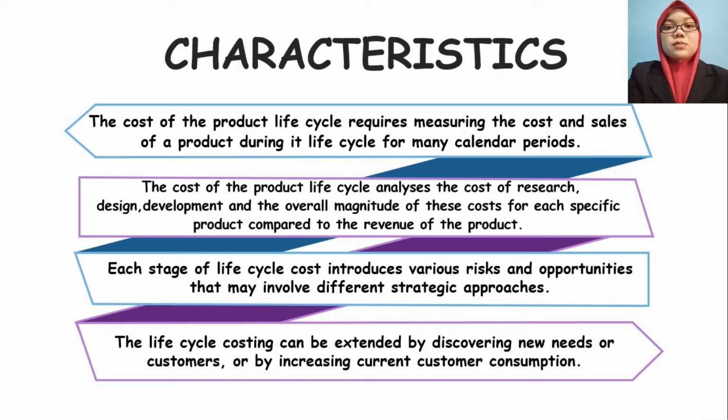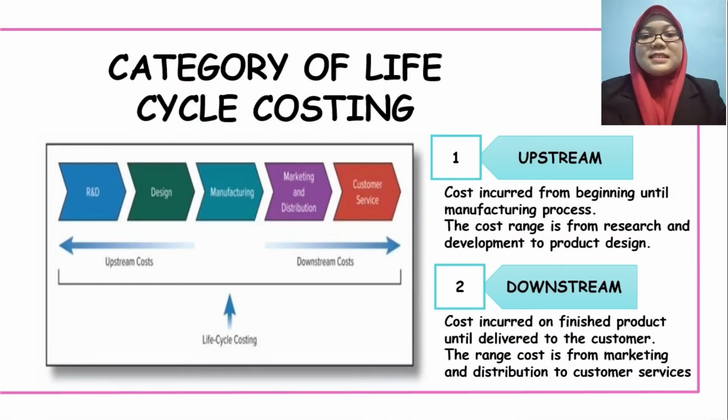Okay, you guys, before this, we learned about the characteristics of life cycle costing. Now we're going to learn about the categories of life cycle costing. Life cycle costing has 2 categories. Number 1, upstream cost. Number 2, downstream cost.